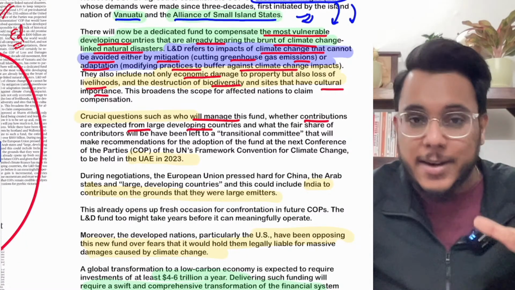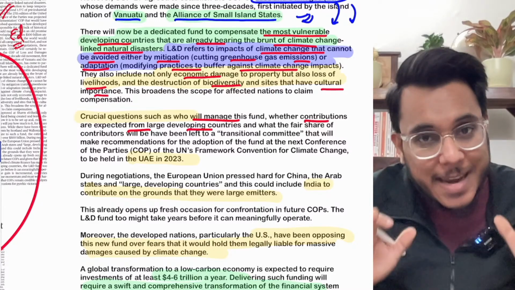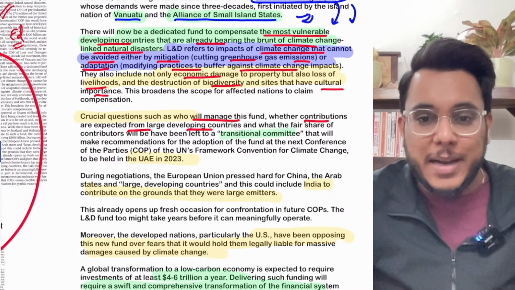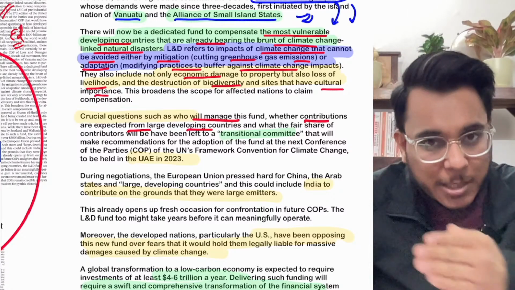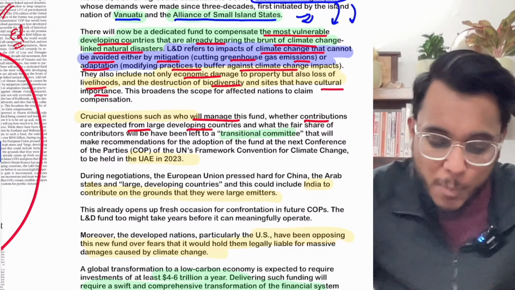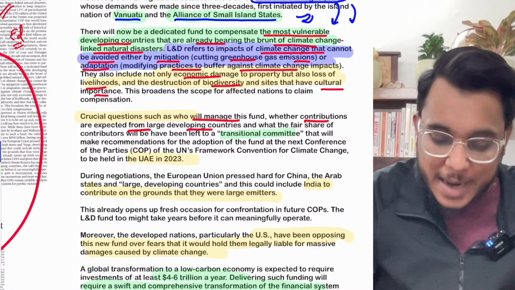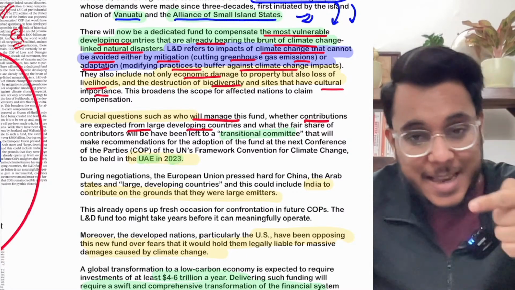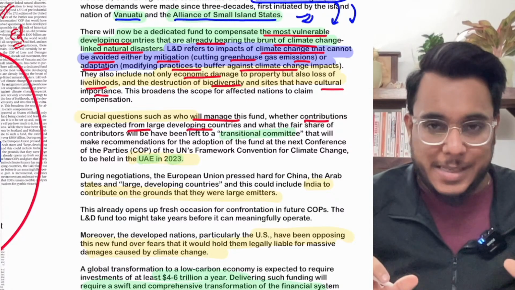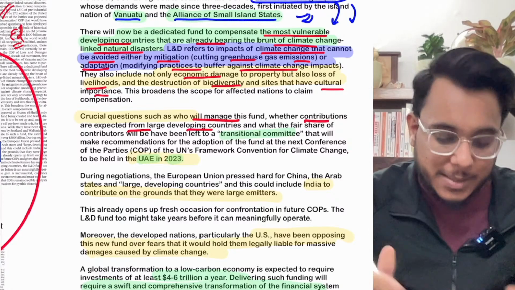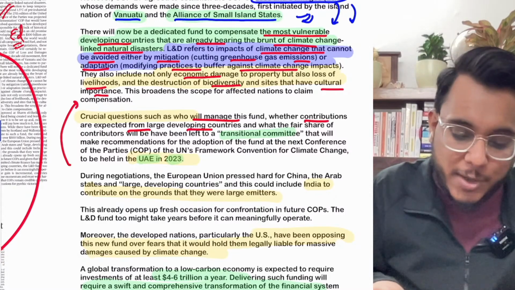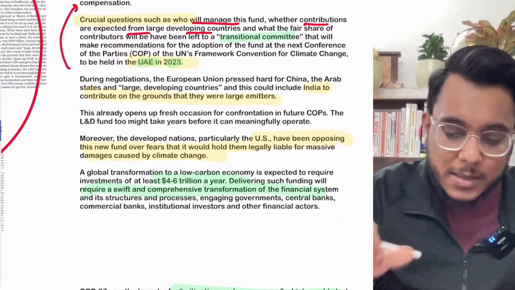Though a $500 billion estimate is being given, finally all these particular matters will be discussed by the transitional committee, and this transitional committee will work throughout the year. In the next COP28 that will be held in the UAE in 2023, it will all be finalized. Is it clear or not? So I hope you are understanding it. Final things will be given by the next year, 2023 UAE COP.